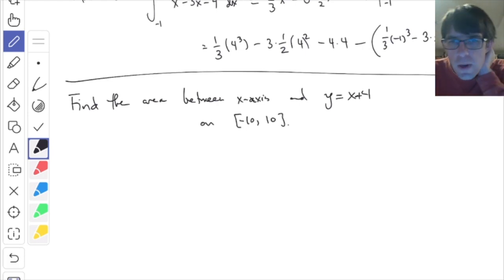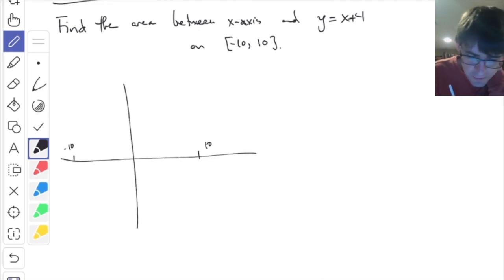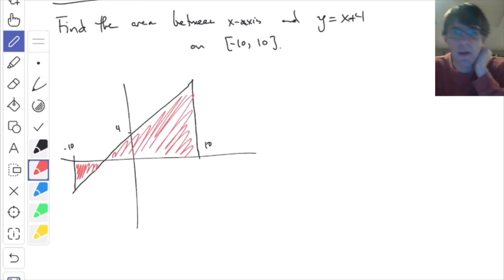All right, this one involves another kind of complication. So we have minus 10 to 10, and this function is x plus 4, which I happen to know has a y-intercept of 4 and a slope of 1, so it looks something like this. What we are looking for is the area between the x-axis and this straight line. That would be this area and also this area. All right, that's what the question is looking for.